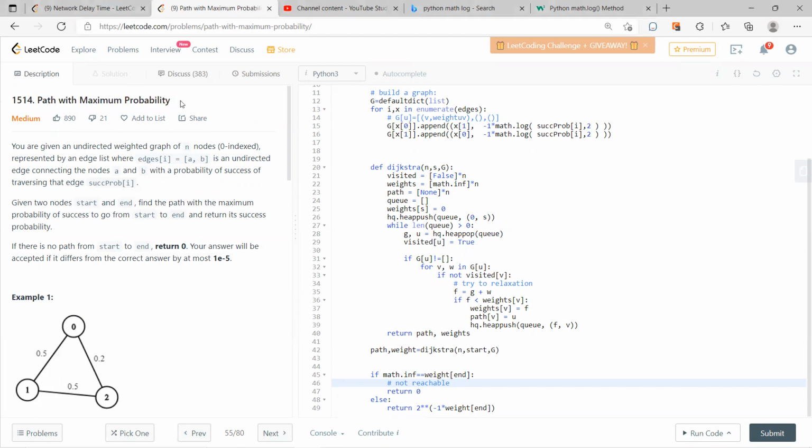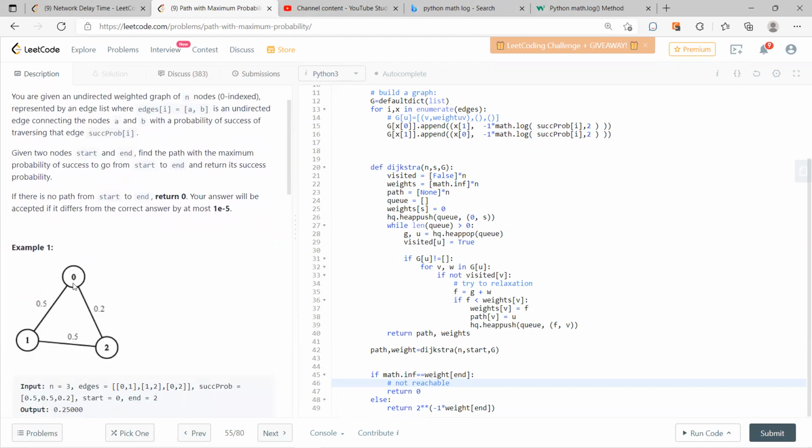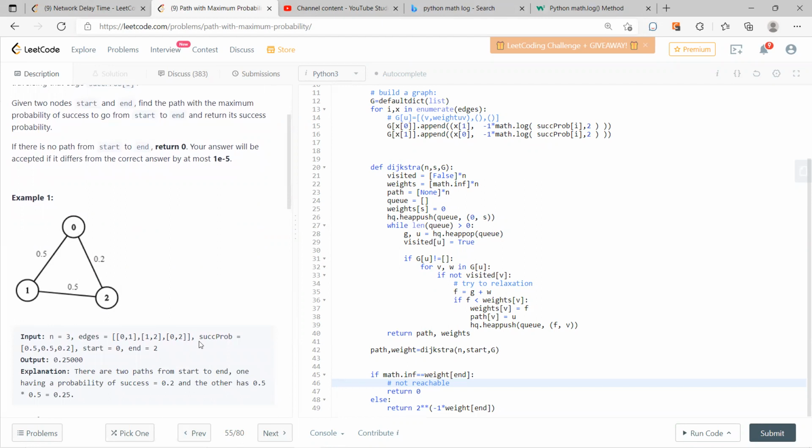So let's solve this 1514 Path with Maximum Probability. Okay, so in this problem somebody gives you an undirected graph, and you have some edges and the probability. Somebody gives you a start and end, and you need to return the maximum probability. So for example, 0 to 2 is 0.5 times 0.5, so 0.25.